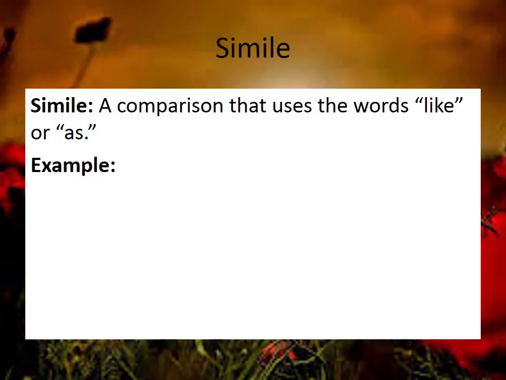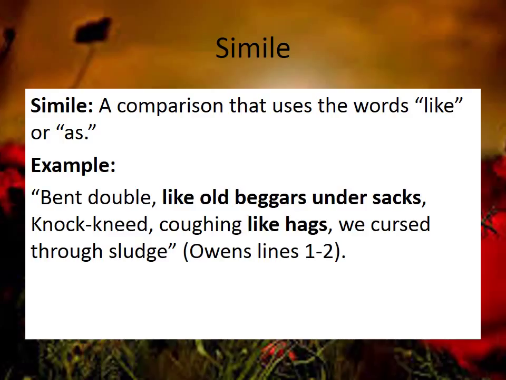So here are some examples from the poem. This is a simile. It says, bent double like old beggars under sacks, and coughing like hags.